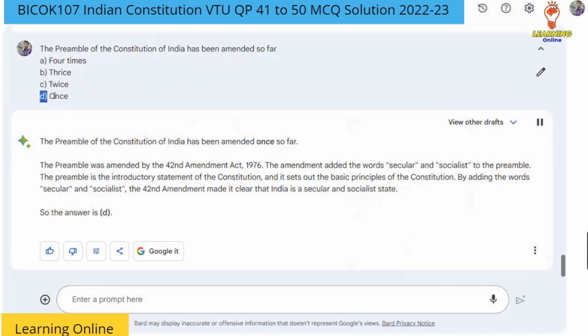The preamble of the Constitution of India has been amended once so far. The preamble was amended by the 42nd Amendment Act, 1976. The amendment added the words secular and socialist to the preamble. The preamble is the introductory statement of the Constitution, and it sets out the basic principles of the Constitution. By adding the words secular and socialist, the 42nd Amendment made it clear that India is a secular and socialist state. So the answer is D.